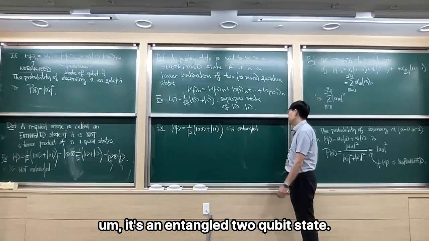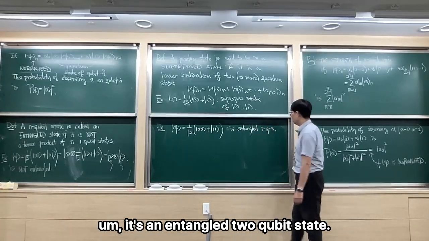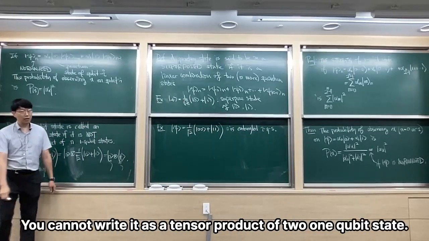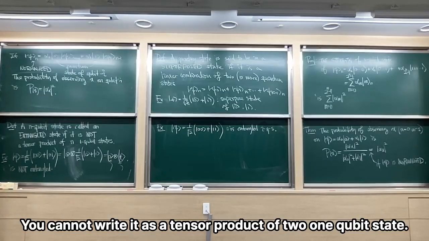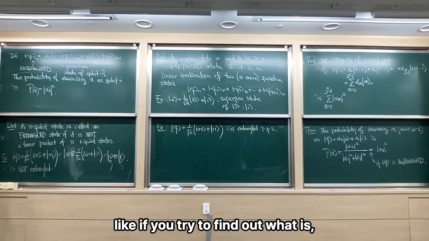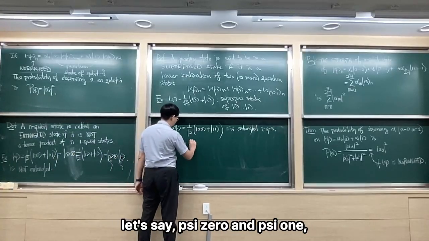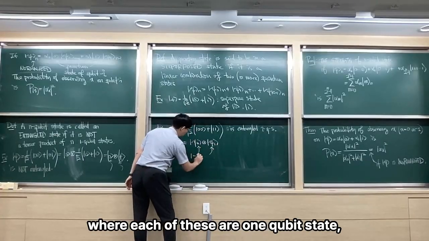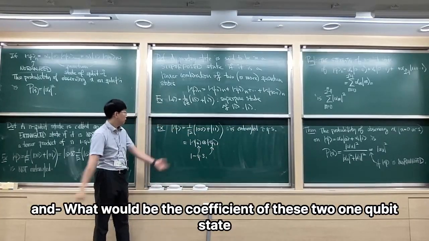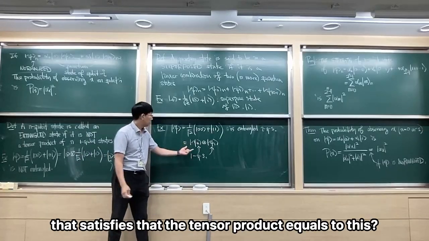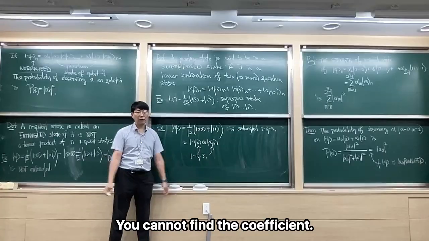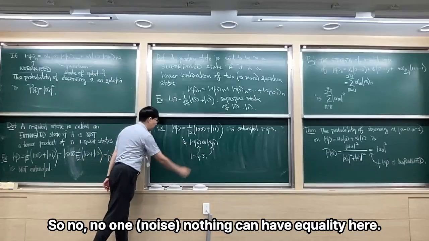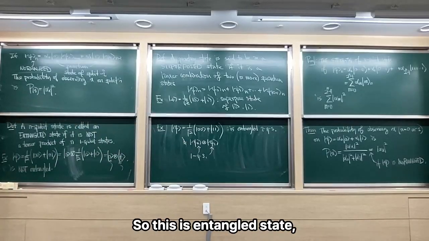So it's an entangled 2 qubit state. Why is it entangled? By definition, you cannot write it as a tensor product of two 1 qubit states. If you try to find, let's say, psi 0 and psi 1, where each of these is a 1 qubit state, and what coefficients of these two 1 qubit states would make the tensor product equal to this, you cannot find the coefficients. There's no such psi 0 and psi 1 ket that satisfies this equation. So this is an entangled state.